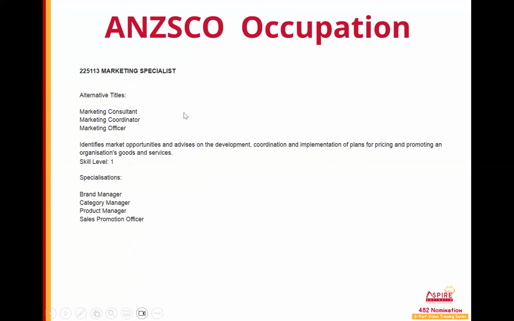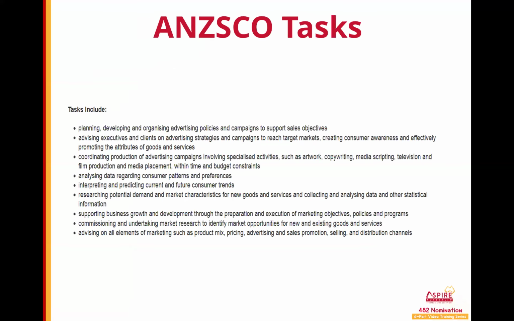Here's an example of an ANZSCO occupation for marketing specialist, which indicates the responsibilities and the tasks. To nominate a worker under the 482 program, the position that you have available in your business must require the completion of the majority of the tasks as listed in ANZSCO. That's why it's so important to align your position, if possible, with an ANZSCO occupation. If you're unable to align it to an occupation, then it means that occupation is not available for sponsorship under the program.